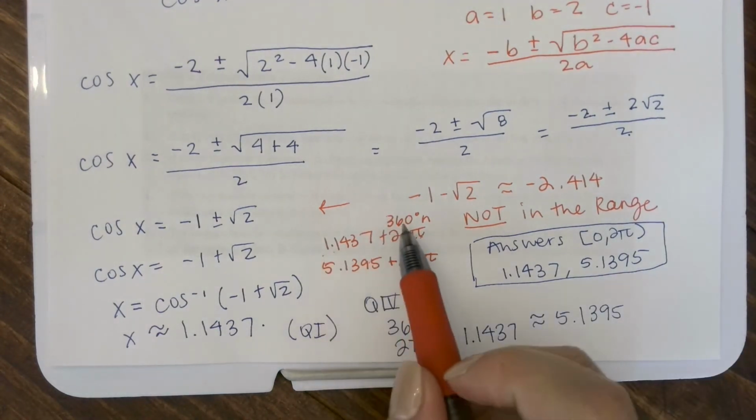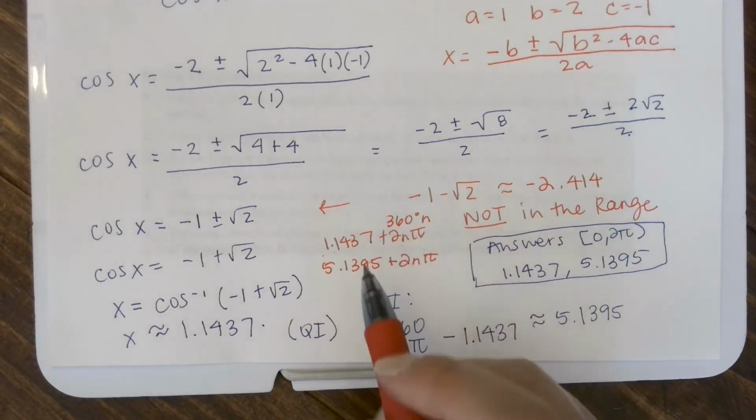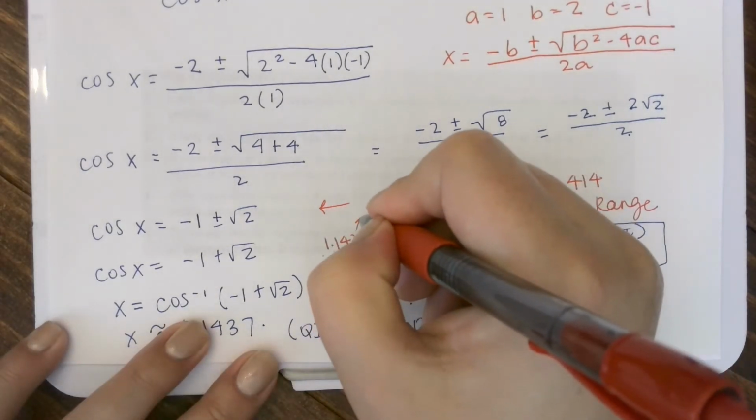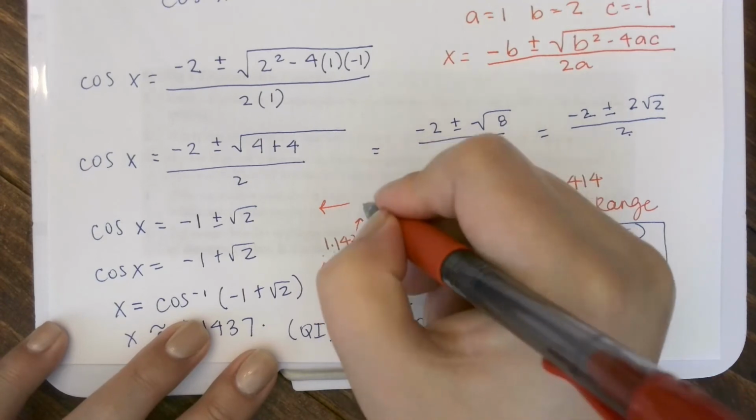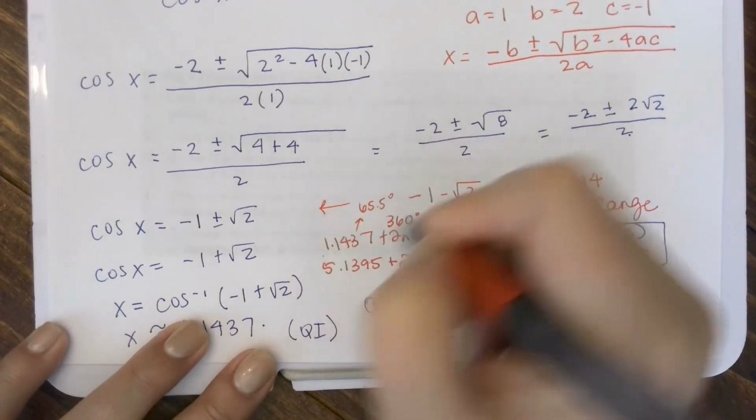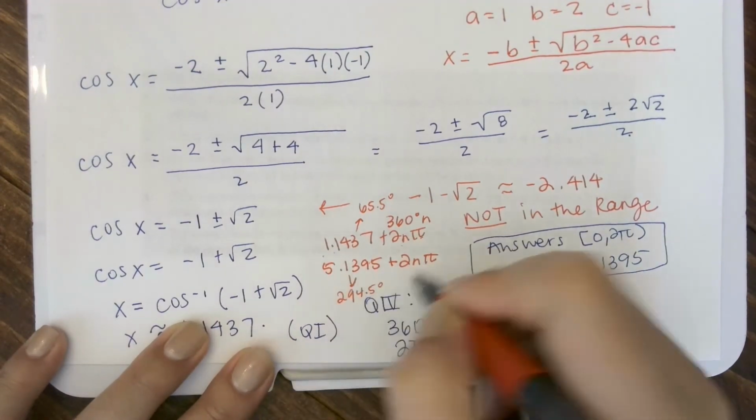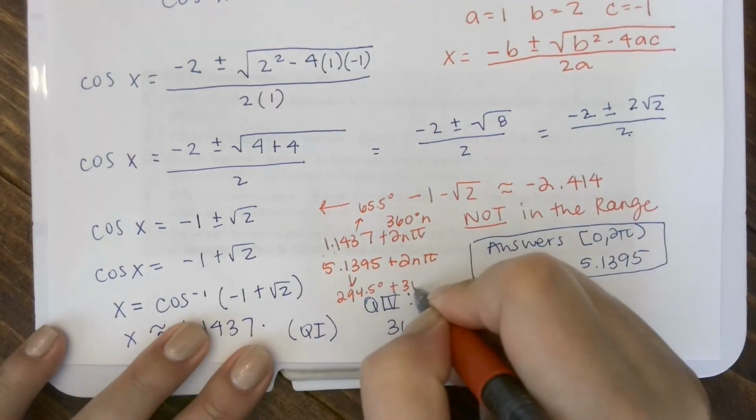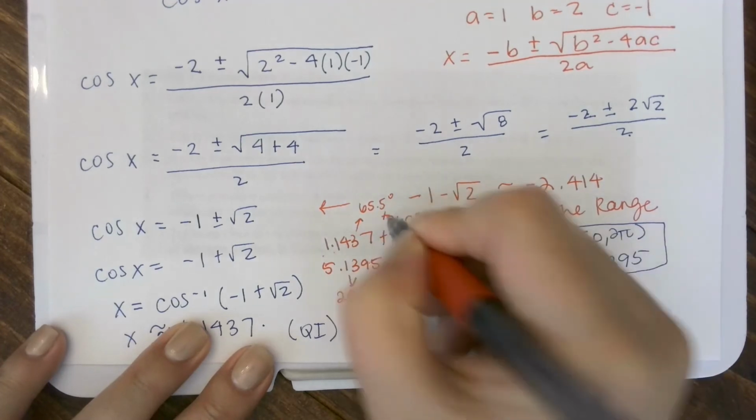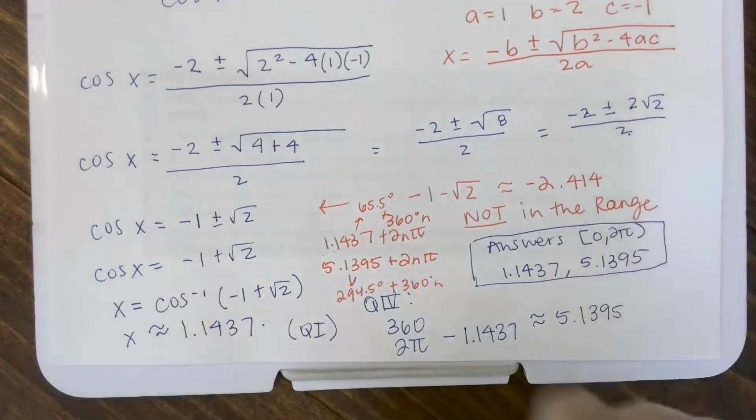Now make sure that if you are going to use the 360 degrees, that you change this angle from radians to degrees. So this would become 65.5 degrees, and that would be 294.5 degrees, and then plus the 360n. Okay, so be careful with your radians and degrees.